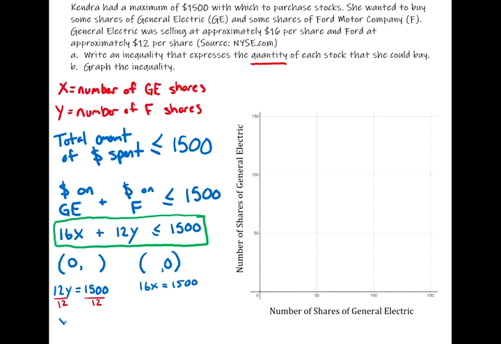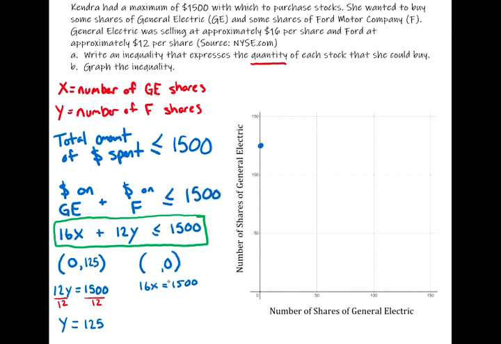On the left, we solve for y by dividing both sides by 12. So y is equal to 1500 divided by 12, which on the calculator gives 125. So if we let x equal 0, then the y value is 125. There's 1 point: 0 for x, 125 for y, which is about right there, halfway between 100 and 150.